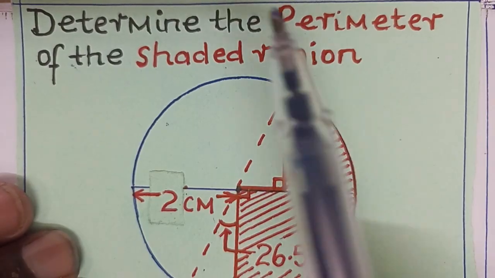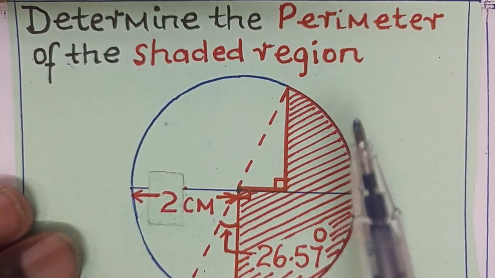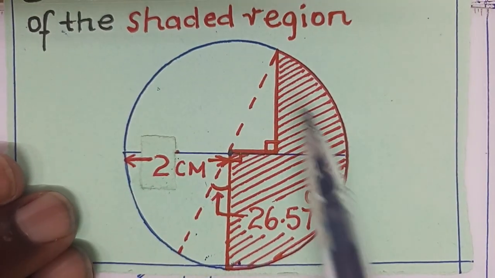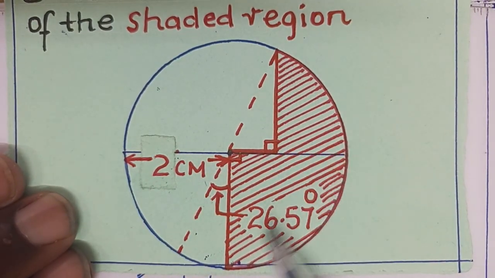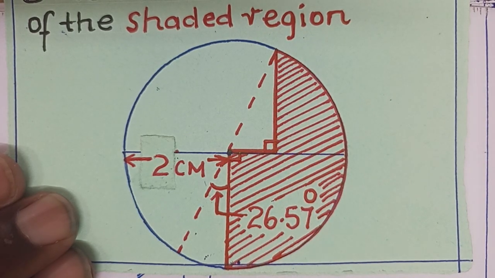Guys, I read the question. Determine the perimeter of the shaded region. Guys, we have this circle with a shaded part and we are now determining the perimeter of that.